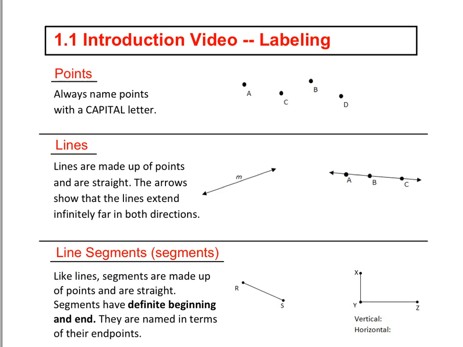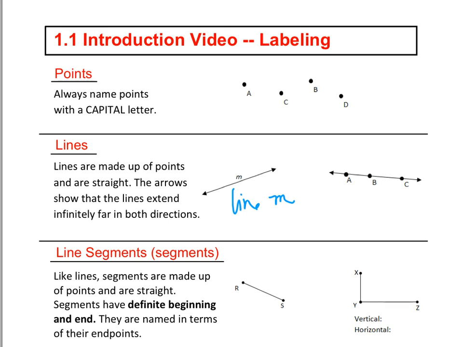All right, lines. Lines are made up of points and are straight. So it takes at least 2 points to form a line. You have arrows on the end that show that the lines extend infinitely far in both directions. You'll notice our first line here, it has a lowercase letter. So some lines can be labeled with lowercase letters. So this we would call line, well, it's kind of sloppy, line M, lowercase letter. That's one way to identify a line or to label a line.